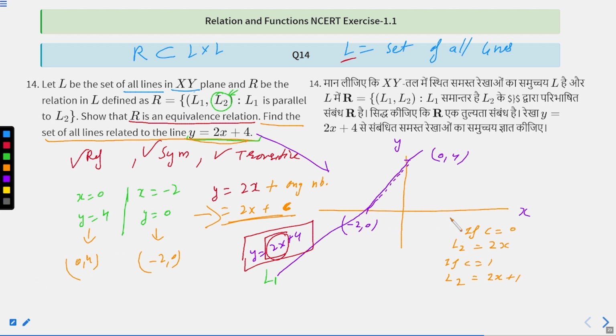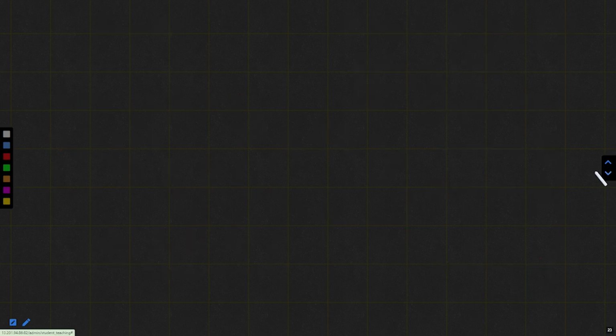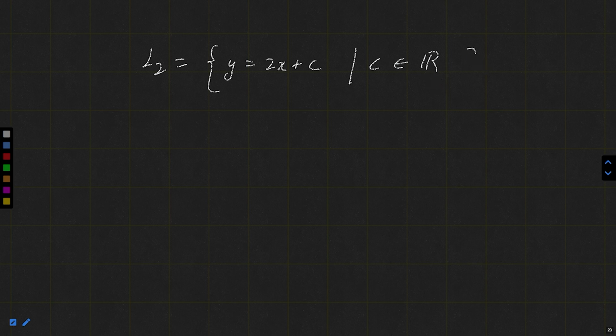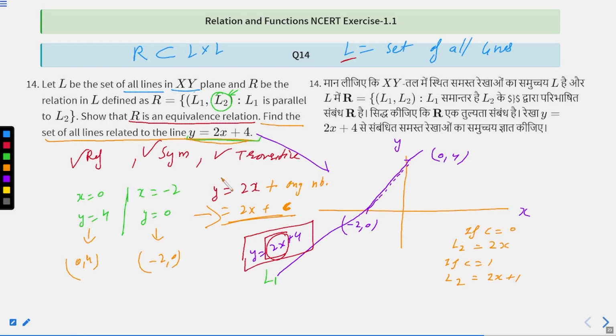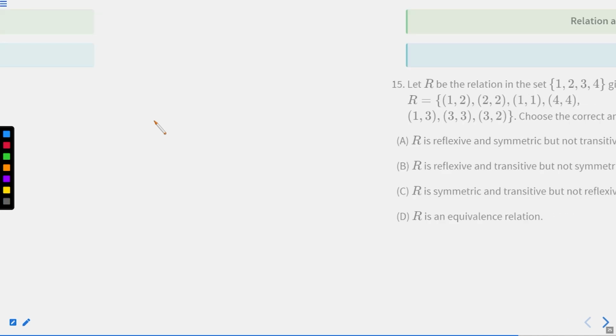Or let me write it in roster form. The L2 set will be y equals 2x plus c, such that c belongs to the set of all real numbers. I hope that it is clear. So the set of all lines will be y equals 2x plus c, where c belongs to the real number set. Okay, let us move to the next question.